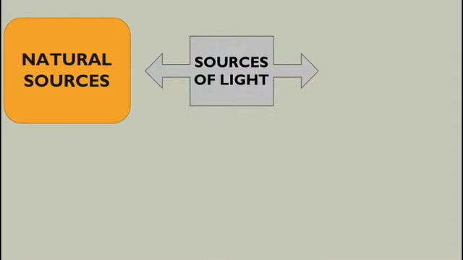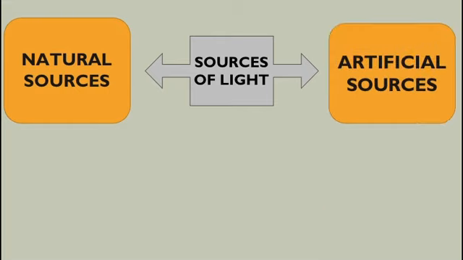Natural sources of light and artificial sources of light. So dear students, these are the other sources of light. What are natural sources of light and what are artificial sources of light? Natural sources of light are those which include heavenly bodies like the sun and stars. As I said, the sun is the most important natural source.